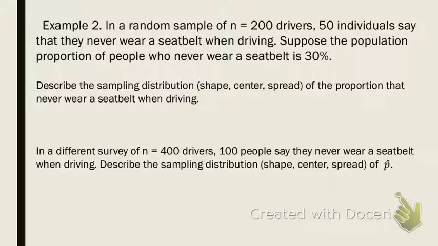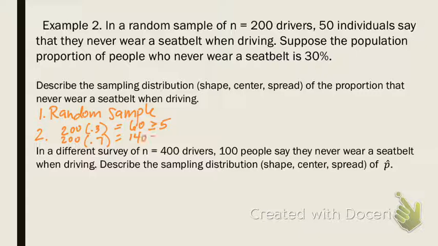All right, describe the shape, center, and spread. So spread just means standard deviation. Center just means mean. So that's what I mean when I say center and spread. How am I going to figure out what this shape is? I have to pass two conditions. Random sample. Random sample, is that good? 200 times 0.3 and then 200 times 0.7. They're both greater than 5, so that means it's normal. So shape is normal.